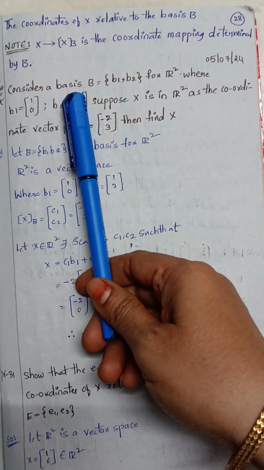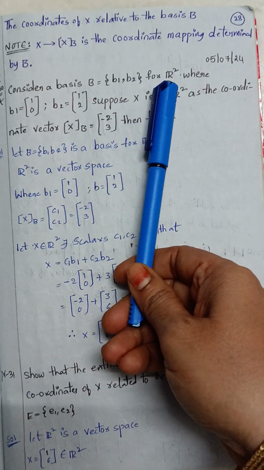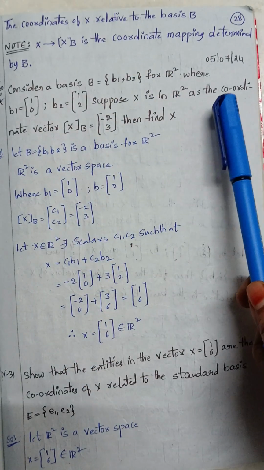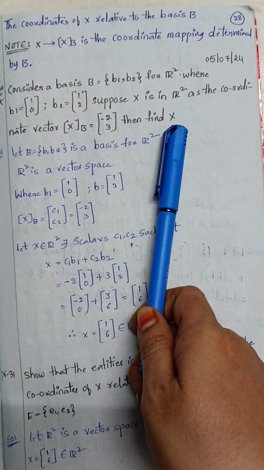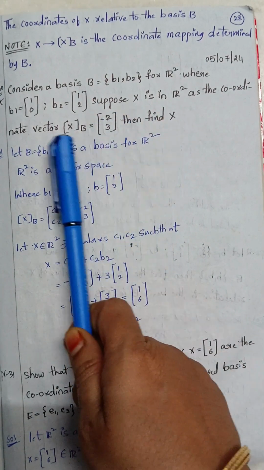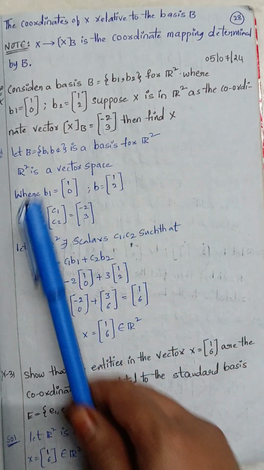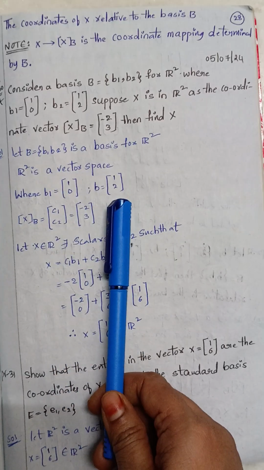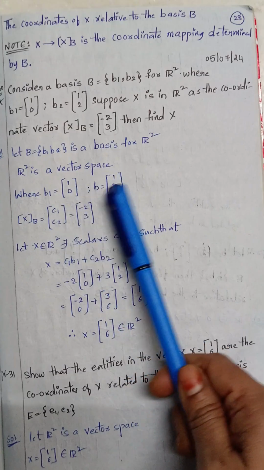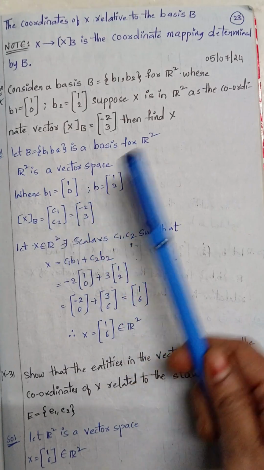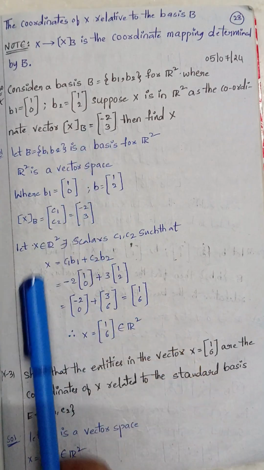Now see here, take one basis. Here is one basis, b1, b2, whose vectors are given. R2 is the vector space here. The coordinate vector [x]_B is given, and we must find the vector x. Since [x]_B is given, it is the set of all scalars. How many vectors do we have? Two. So we take 2 scalars c1, c2, given by -2 and 3, and we need to find the vector in the vector space R2.